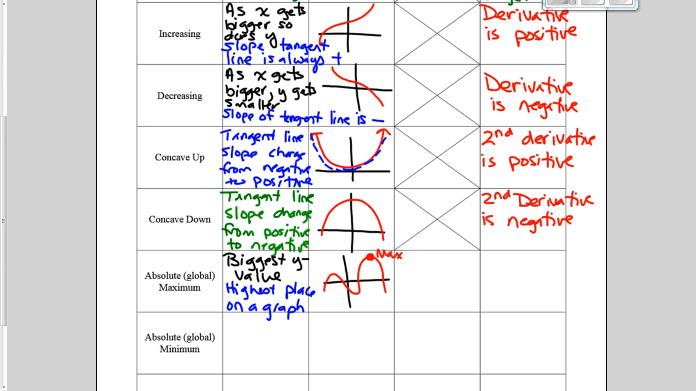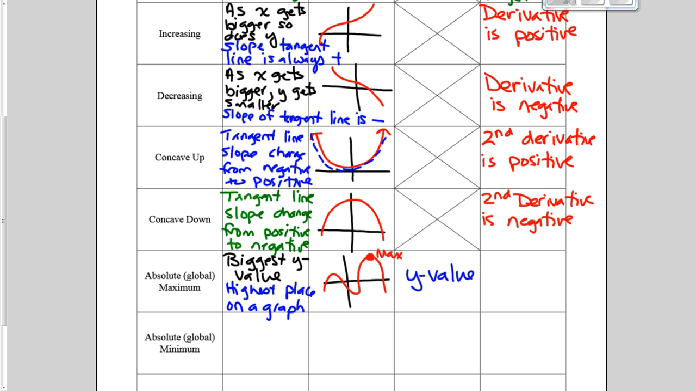And the absolute maximum is a Y value. Okay, it's not a point, it's not an X value, it is a Y value. If the question says, where is the absolute maximum? That would be an X value. If a question says, what is the absolute maximum? That's going to be a Y value.